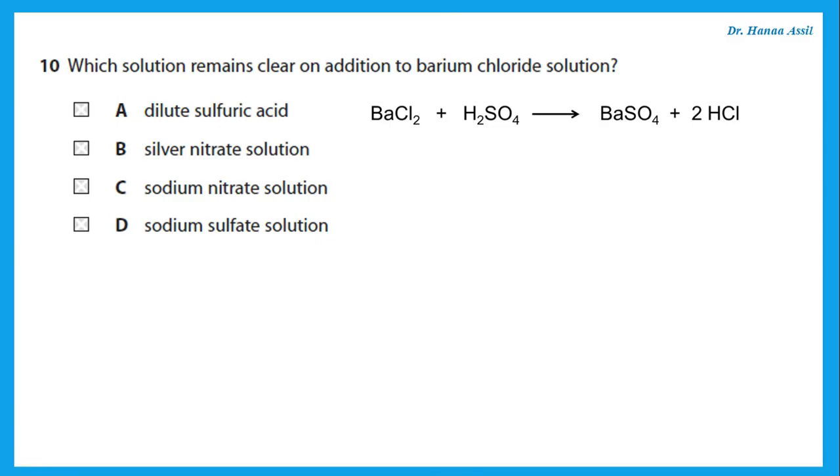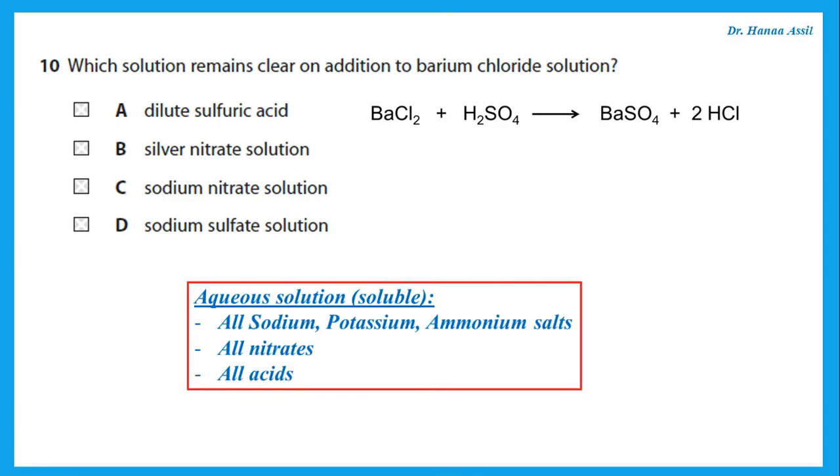Well, which substances form precipitate? You should know this. Which substances are soluble? So they will not form precipitate. They will remain a colorless solution. Any sodium, potassium, ammonium salt is soluble. All nitrates are soluble. All acids are soluble.